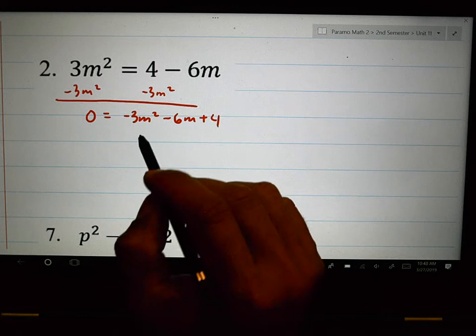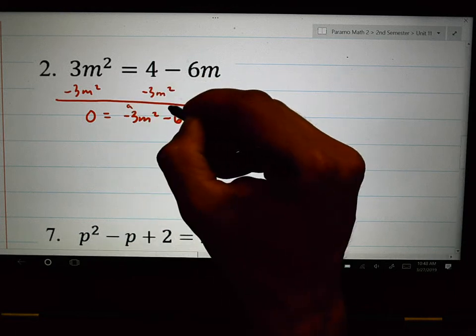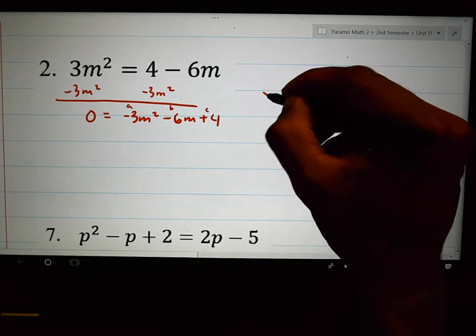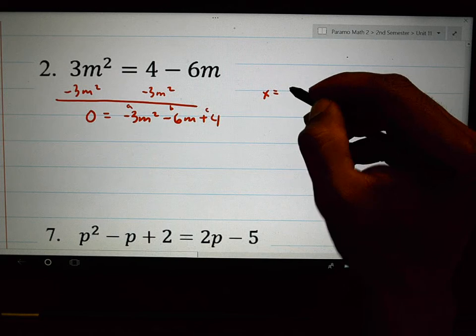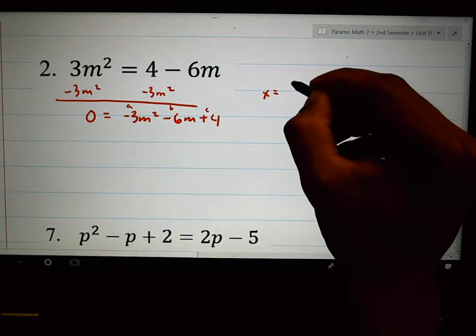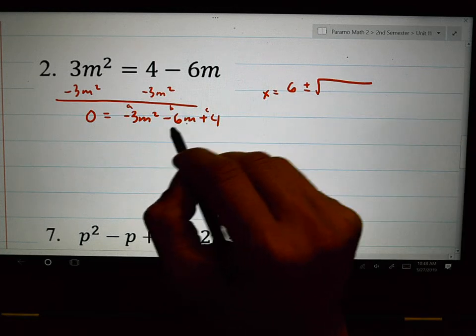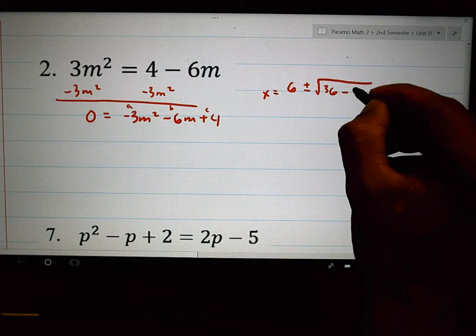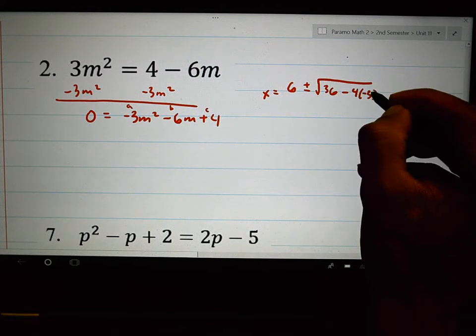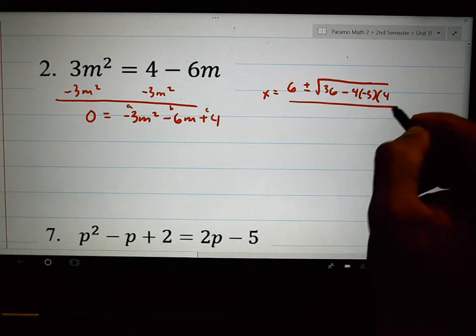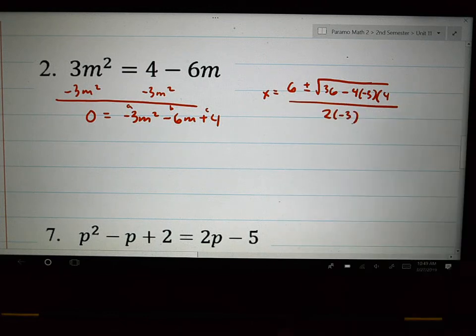If you still need, you put your A, your B, and your C over your values. So that way you know which one's which. And then what I do is I start going right into x equals negative b, opposite of b. The opposite of negative 6, positive 6. Plus or minus, radical b squared, negative 6 times negative 6 is 36. Minus 4 times a times a negative 3 times c is 4. 4ac over 2a, or 2 times negative 3.